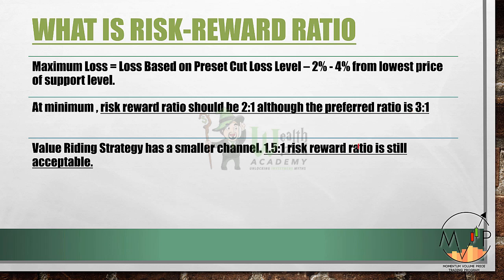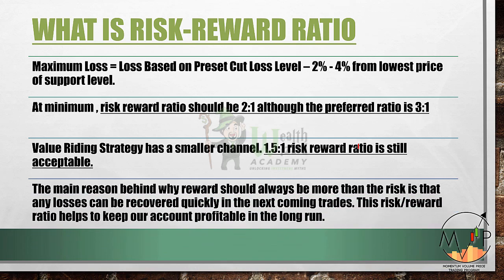So remember the differences between value riding and value anomaly in how you calculate the target profit. And also remember, in value riding, you can have a smaller risk reward ratio. So why should the reward always be more than the risk? That is basically logic. Whenever we do anything, any risk that we are taking, we always take a calculated risk, provided the reward is much higher than the risk that we are taking.